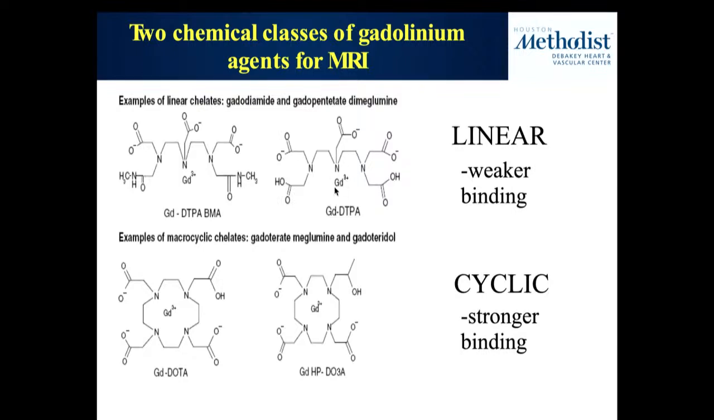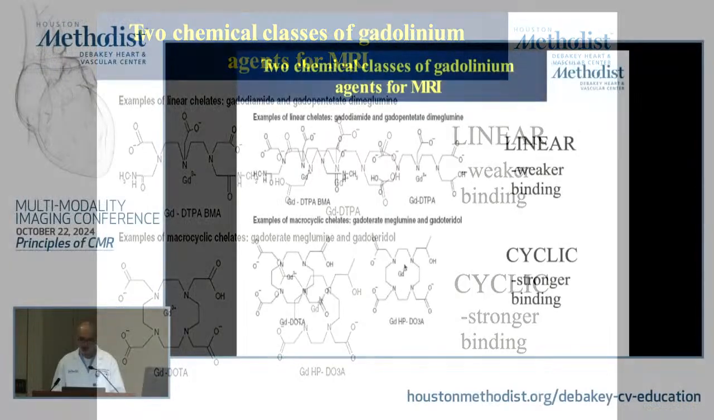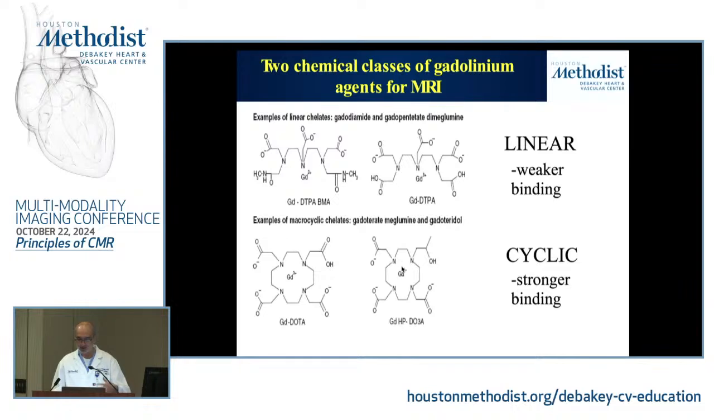There are two different types of contrast agents. There were those that had a linear chelate, meaning the gadolinium is attached to a linear molecule. And then there are those that had a macrocyclic chelate, meaning like a cage around the gadolinium. So which one do you think tends to have tighter gadolinium binding? It's the macrocyclic, which has a cage around it.